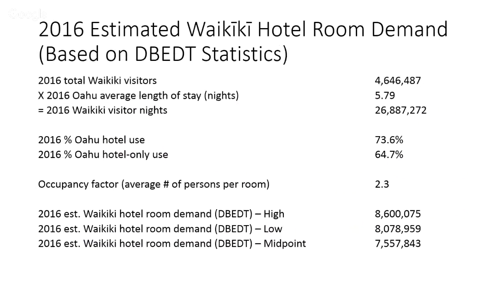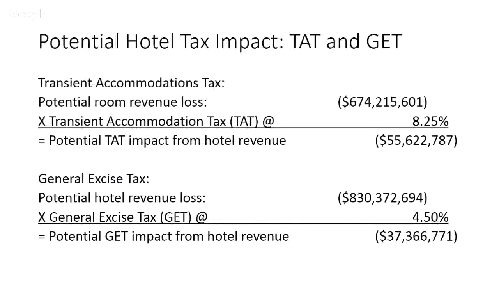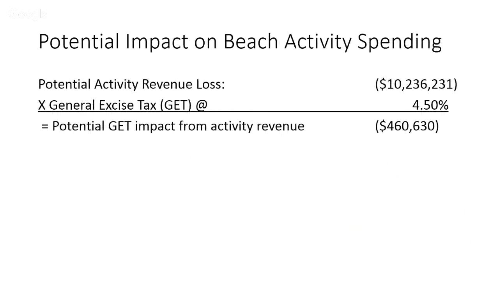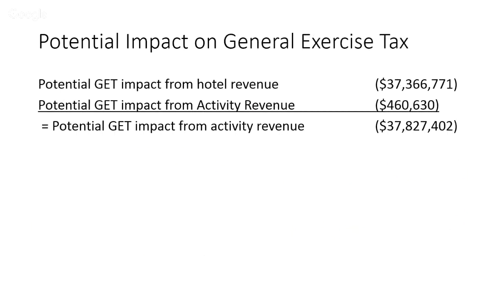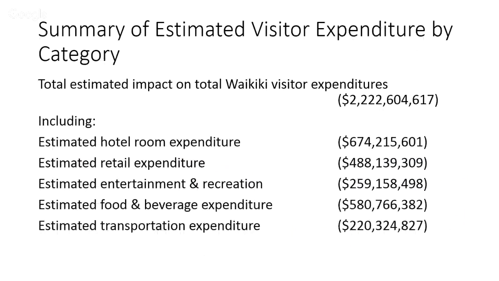So there's a lot of numbers here, but I'll just point out some of the important things. The idea we're trying to show is that visitation has gone up a great deal over time, steadily. And then we also took a look at what tax impacts there would be, with both the transient accommodation and GET taxes. And then we looked at lost tax revenue that would result from people no longer returning to Waikiki because the beach might have been eroded.